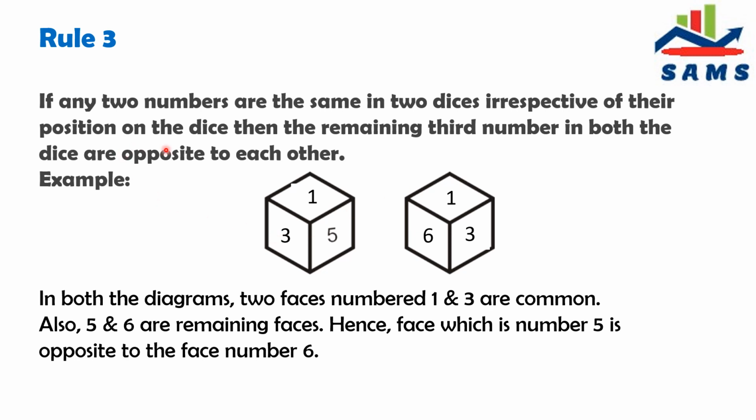Rule number 3: if any two numbers are the same in two dice, irrespective of their position on the dice. If you look at these two dice, 1 and 3, 1 and 3. So there are two common numbers now. Then the third number that is being shown on the die, that is 5 in this and 6 in this, are going to be opposite to each other. So there are two common numbers and the third number on both the dice will be opposite to each other. That means 5 will be on a face that is opposite to the number 6.